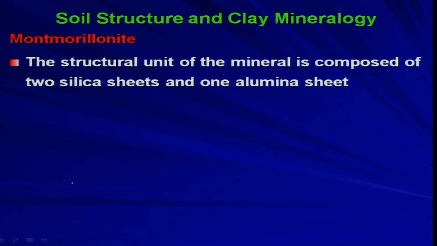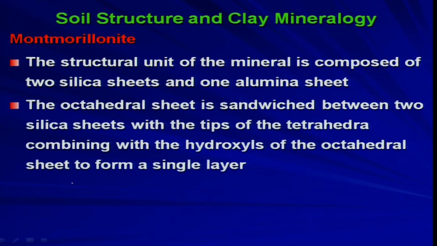Now, coming to the second kind of clay mineral, that is montmorillonite. The structural unit of the mineral is composed of 2 silica sheets and 1 alumina sheet. In case of kaolinite, we have seen 1 silica sheet and 1 alumina sheet, but in case of montmorillonite, you have 2 silica sheets and 1 alumina sheet. The octahedral sheet is sandwiched between 2 silica sheets, with the tips of the tetrahedra combining with the hydroxyls of the octahedral sheet to form a single layer.